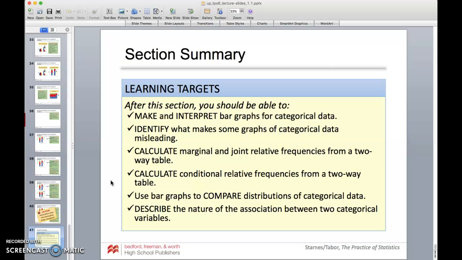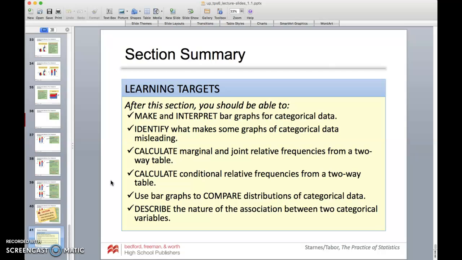Okay, so highlighting things out of 1.1, again, here are the learning targets that we talked about. We should be able to make and interpret bar graphs for categorical data, and identify what makes them misleading. The big thing is those pictographs can be very misleading because they look bigger than what they actually are in that relationship. And then just make sure that you're always starting that vertical axis at 0. That's huge.